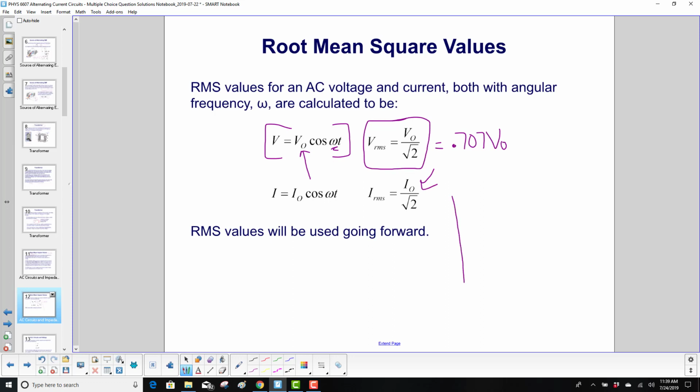So what would that look like? If I have an oscillating circuit like this, and this is V0, the root mean squared value will be somewhere down here. That's going to be VRMS. And what that means physically, that will develop a certain power in your circuit. It will be the exact same power as a direct current that has a voltage of 0.707 times V0. And going forward, we will be using the root mean squared values when we do AC circuits.